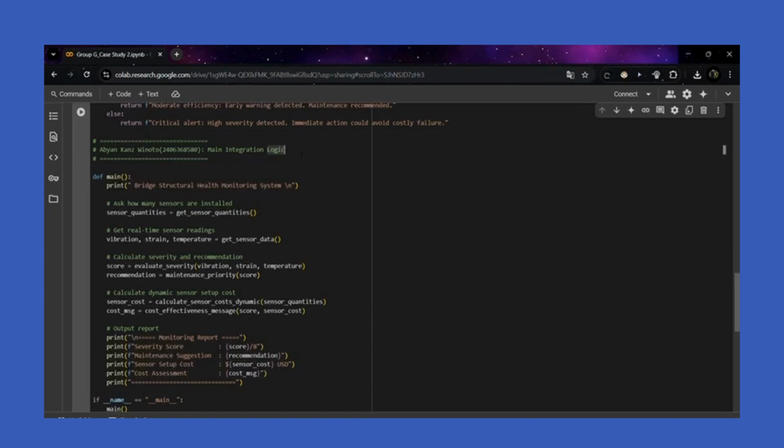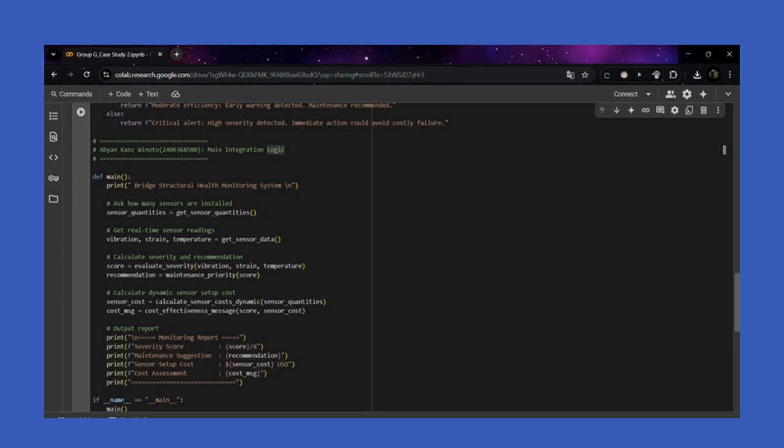Okay, so now the main integration logic. Finally, the main function brings everything together. Here's the overall sequence. We ask the user how many sensors are installed. Then we collect the real-time sensor readings. Next, we calculate the severity score and determine the maintenance priority.